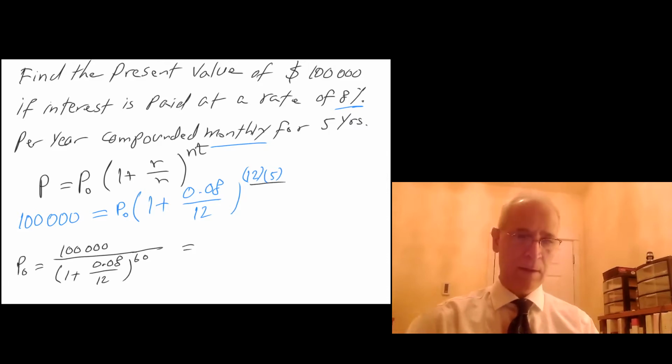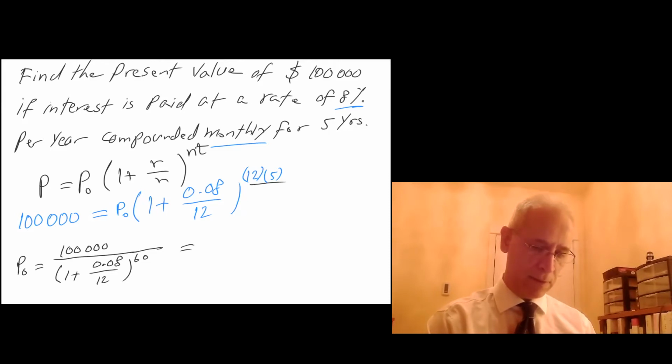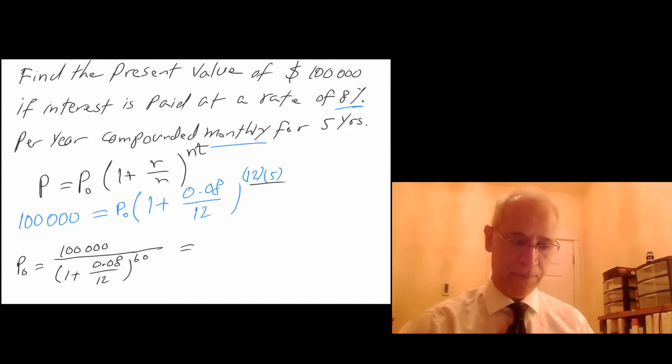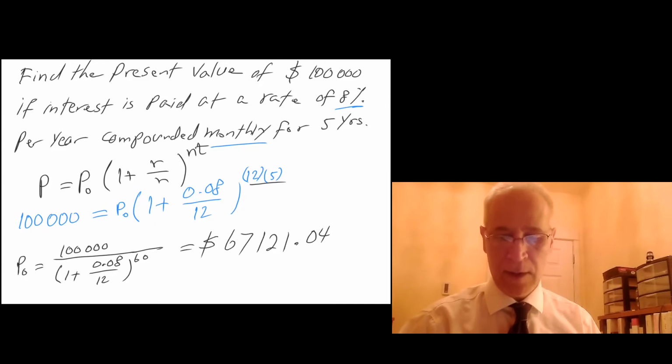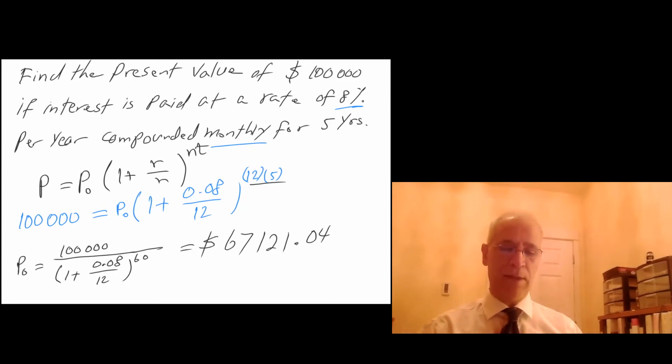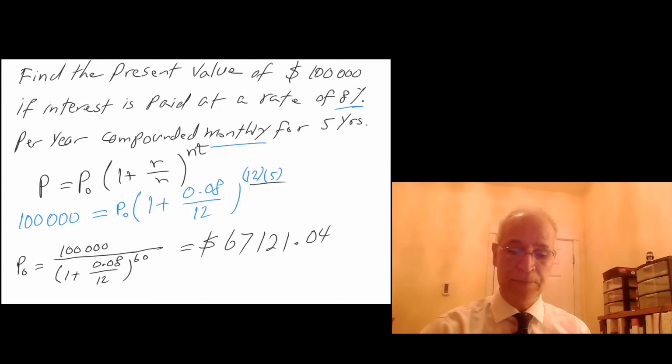So 100,000 divided by parenthesis 1 plus 0.08 divided by 12, to the power of 60. Enter. Okay, I have 67,121.04. So the present value for this account should be $67,121.04. I rounded it to the nearest penny.